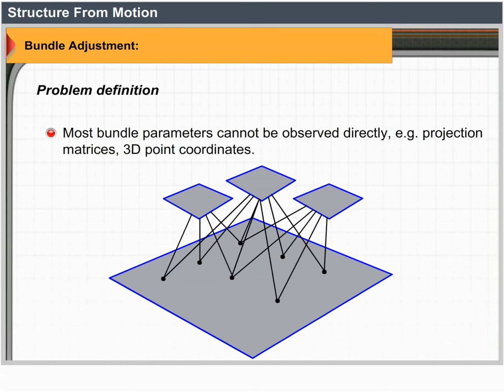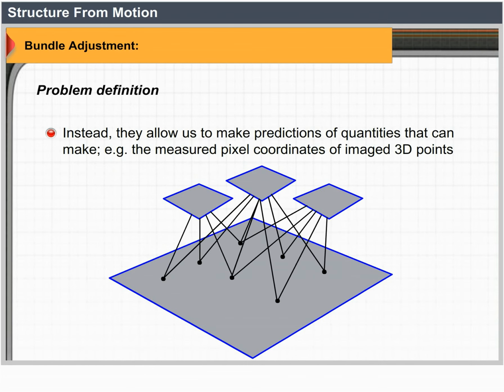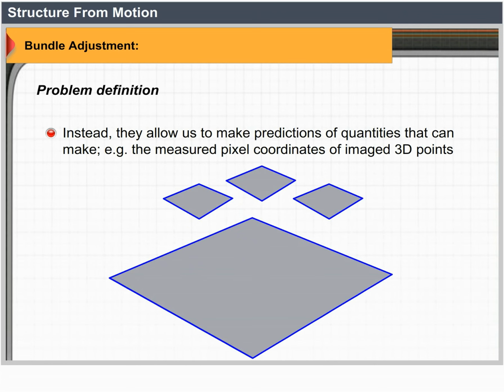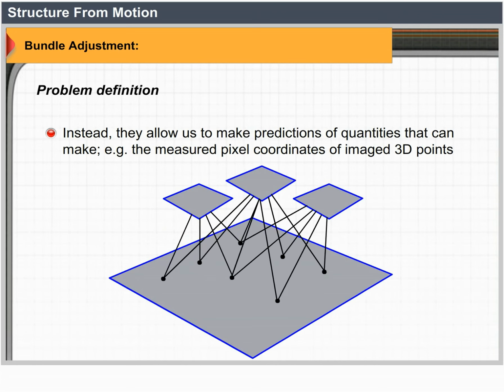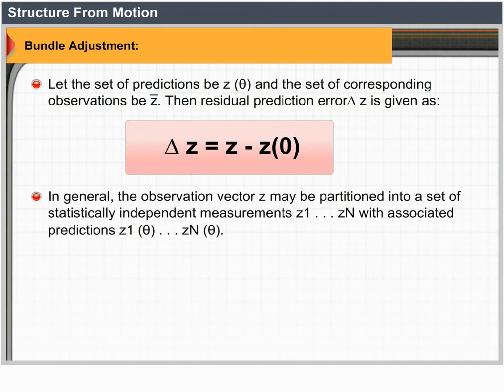Instead, they allow us to make predictions of quantities that can be observed directly, such as the measured pixel coordinates of imaged 3D points. Let the set of predictions be z theta and the set of corresponding observations be z dash. Then the residual prediction error delta z is given by delta z equals z minus z theta. In general, the observation vector z may be partitioned into a set of statistically independent measurements, z1 going up to zn, with associated predictions z1 theta going up to zn theta.